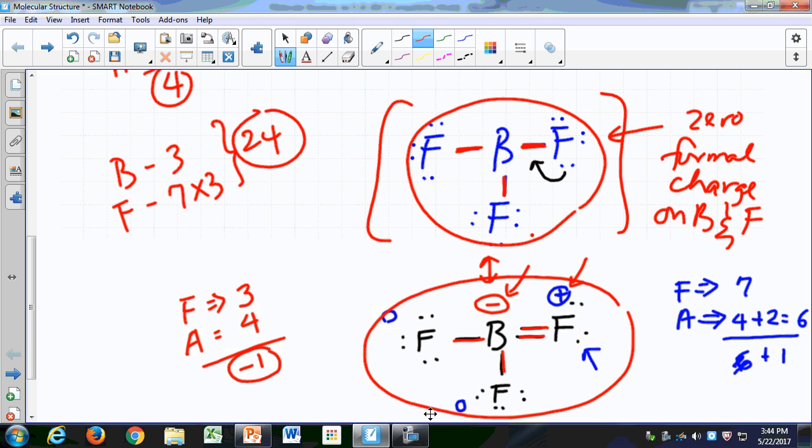So it appears you have a competition here between getting an octet and getting all zero formal charges, and in this particular case, experimental data suggests that the formal charge argument seems to win out. Having a zero formal charge seems to be a better deal.